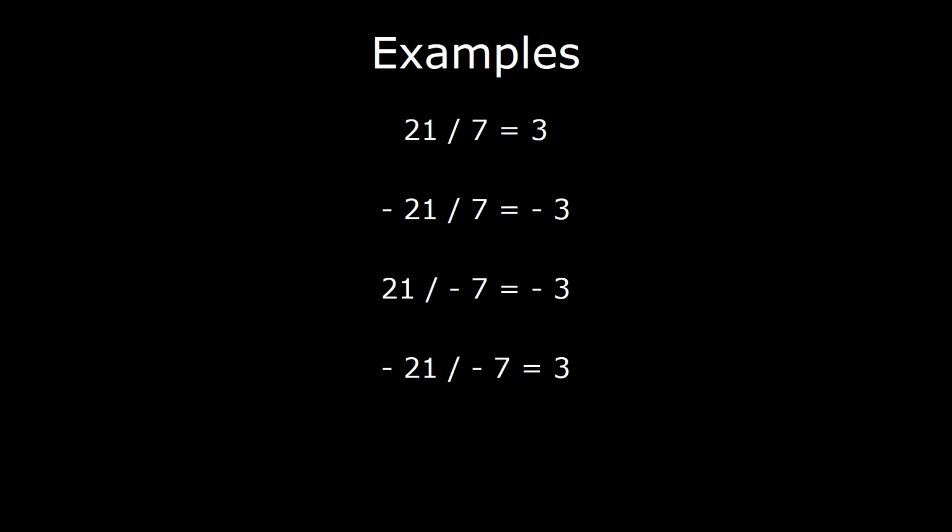Example 2. Minus 21 upon 7. We are going to approach this with our logic. 7 multiplied by something equals to minus 21. What could that something be? Now, surely it must be 3, either plus 3 or minus 3. But which one of the two?